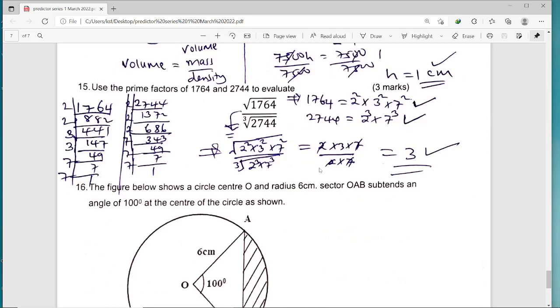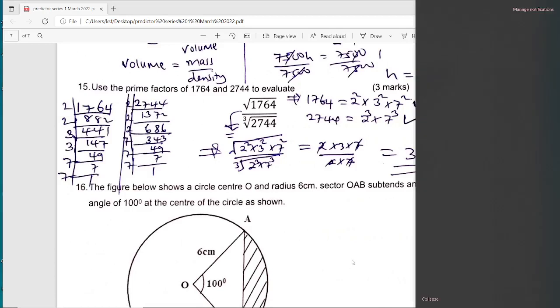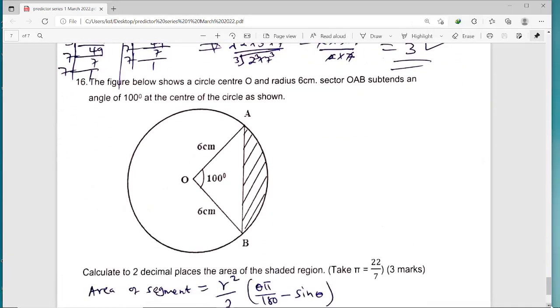That's what you do. The figure below shows, that is the last question in section A. The figure below shows a circle, center O, and radius 6 cm. Sector OAB subtends an angle of 100 degrees at the center of the circle shown. We are asked to calculate to 2 decimal places the area of the shaded region. The shaded region is a segment.